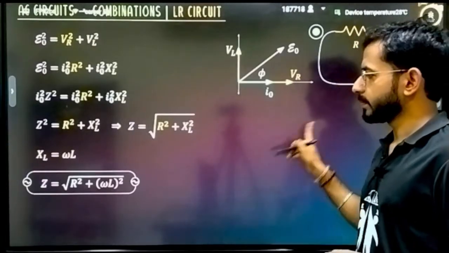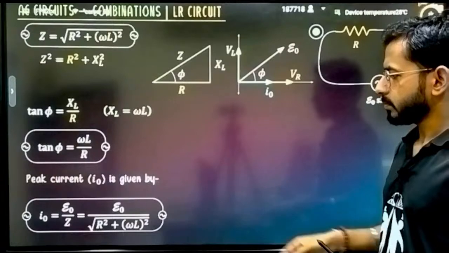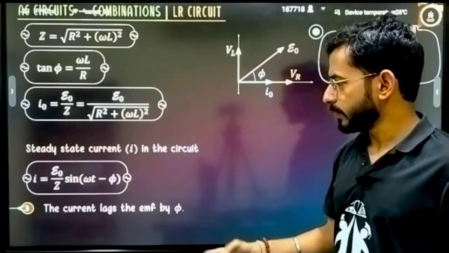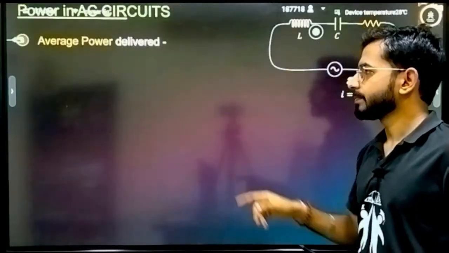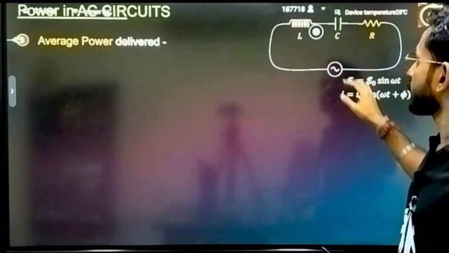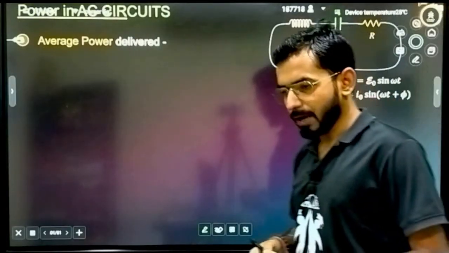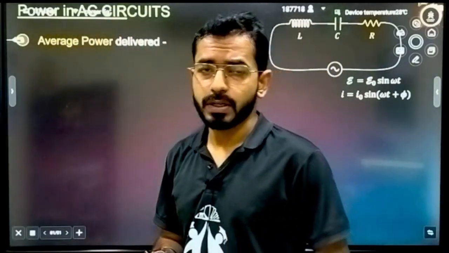Now let's move to the next one. All the things we have discussed, phi and everything. See, the general equation you will be writing will be minus of phi, and phi already you have calculated. Correct. Very good. Now, if it is a case for average power, how much average power is delivered?